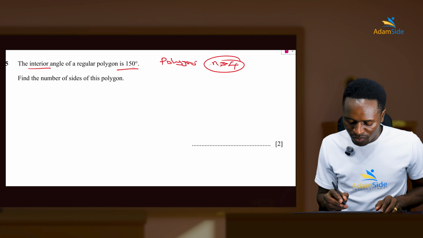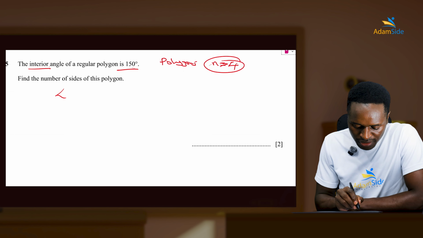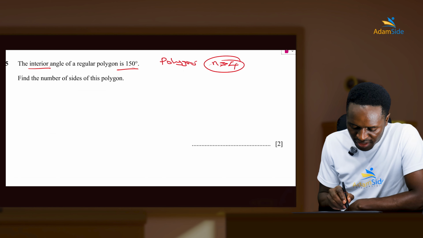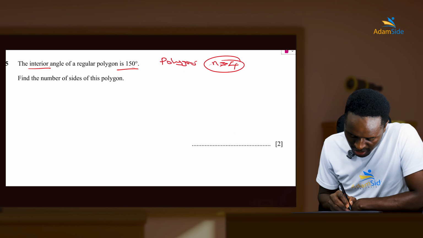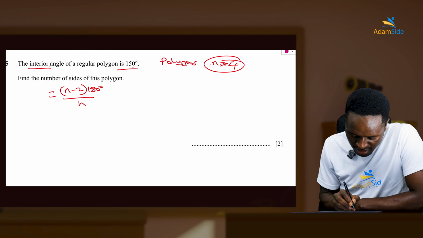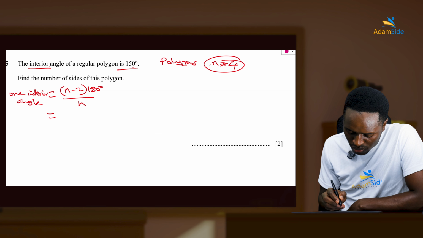It's easy. We know the formula for the interior angle of a polygon, which is very simple. We say n minus 2 times 180 degrees, divided by the number of sides, is equal to one interior angle. Therefore, the interior angle of a regular polygon is 150 degrees.